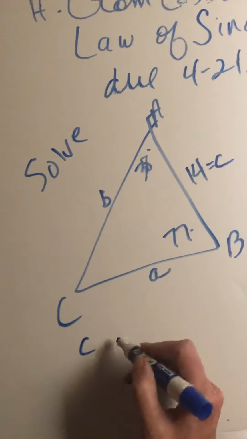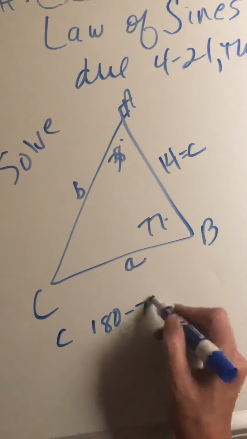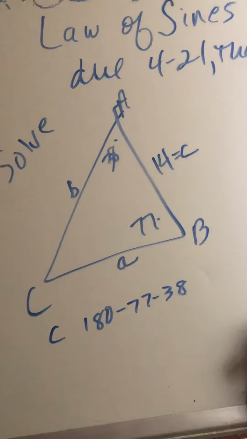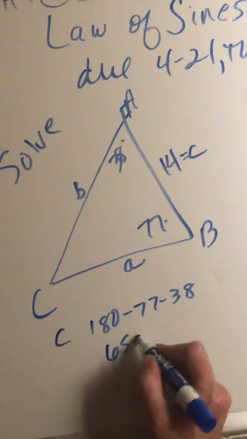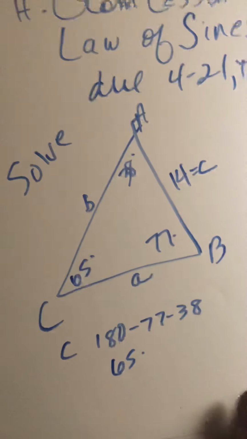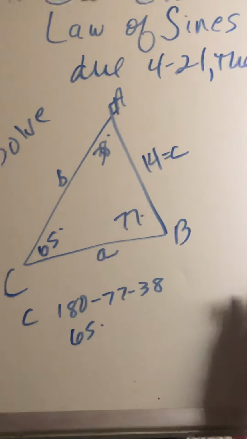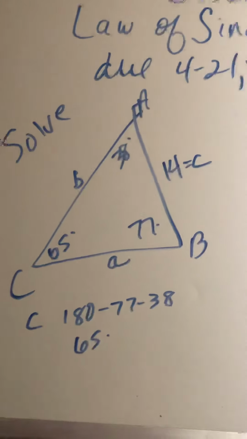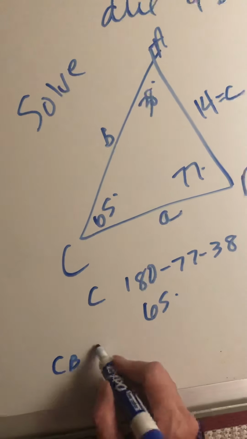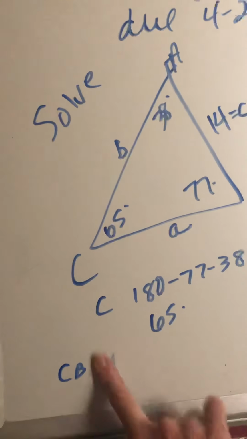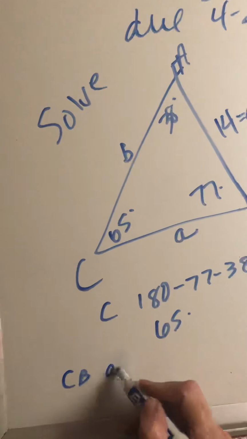Missing angle, angle C, really easy. 180 minus 77 minus 38. So 180 minus 77 minus 38 gives me 65. So angle C is 65. Then I can look at finding the side lengths, or I can find the side lengths now. So if I find CB, that's actually B. Oop, that is not. It's actually A.